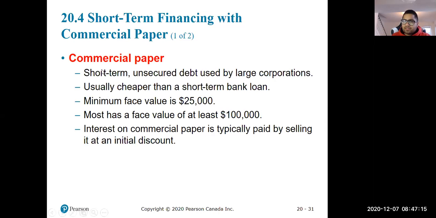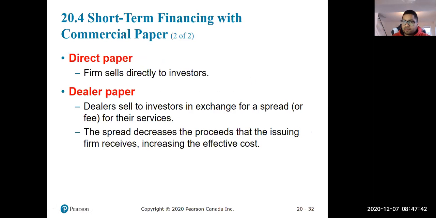Commercial papers are generally short-term unsecured debt used by large companies. They're usually cheaper than a short-term bank loan. Minimum face value is 25,000; most have a face value of 100,000. Interest on commercial paper is typically paid by selling it at a discount. So you invest a certain amount of money and you get back a certain amount. That is how commercial paper works.